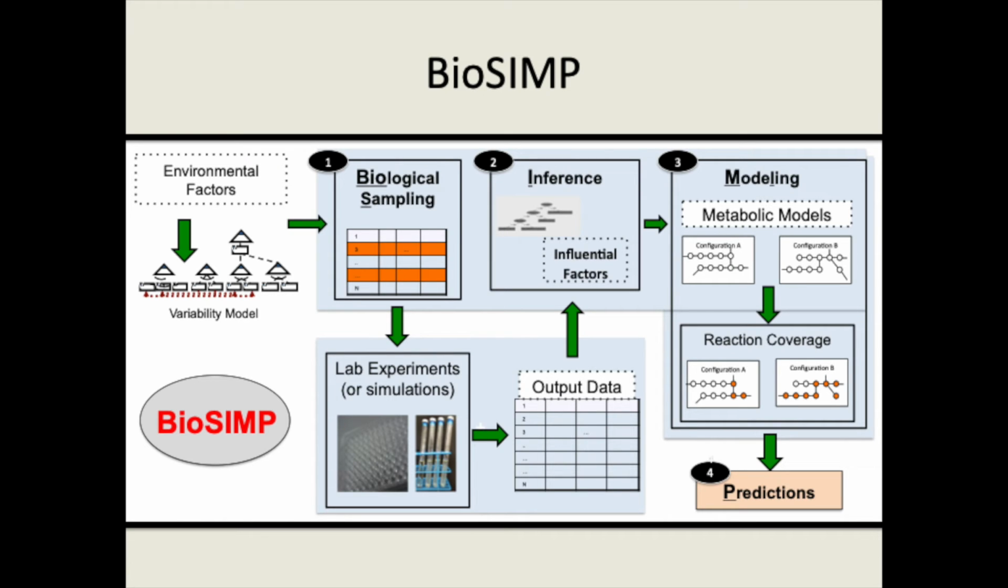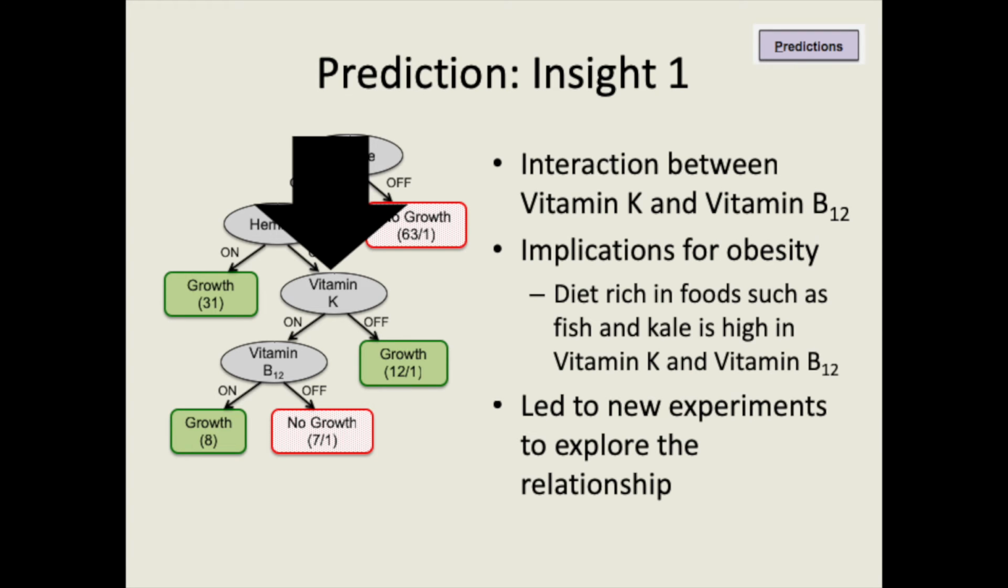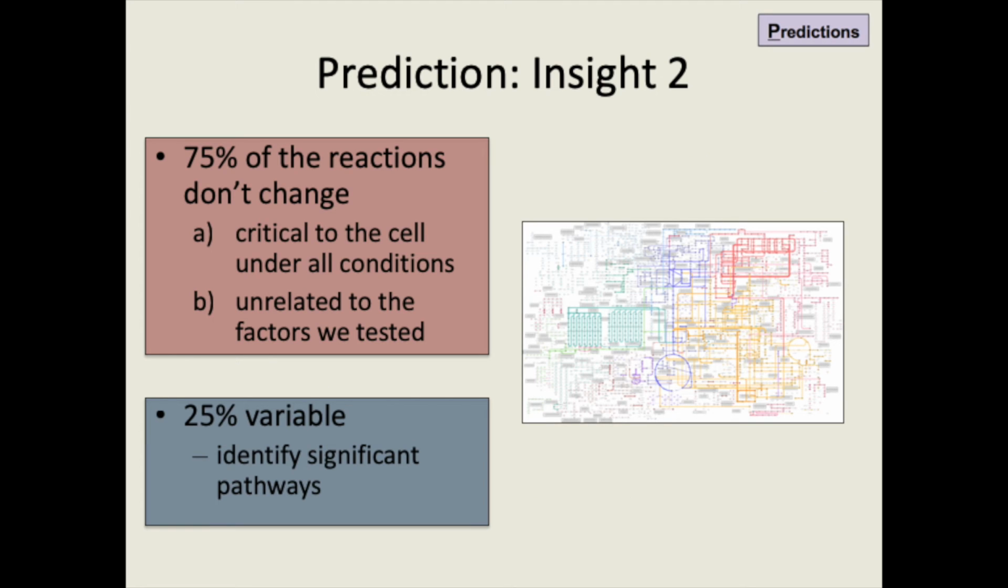Finally, we can put all this together to make predictions on new, unstudied environmental conditions. One insight from this work was the discovery of this unknown interaction in B theta between vitamins K and B12, which has a potential to impact research on obesity. Our collaborators are currently running laboratory experiments to investigate this potential relationship. I also discovered that 75% of the reactions in the metabolic model don't change under the environmental conditions we tested. Then we see 25% of the reactions vary. These are the reactions that identify significant pathways that could be manipulated in order to control the output.